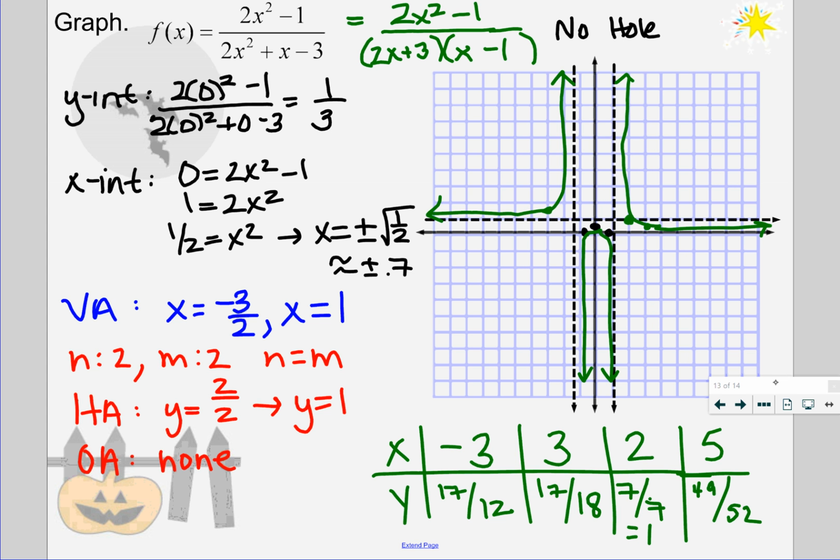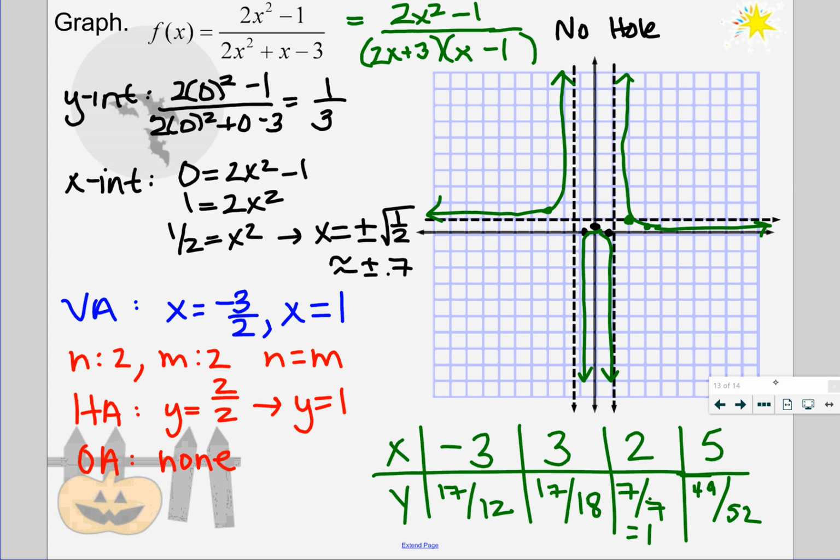So you can't cancel the 2s. You cannot cancel out that 2x squared because it's not a common factor. So ask yourself this if you're going to cancel something: could you factor it out? Could I factor out a 2x squared? The answer is no. So I can't cancel a 2x squared. Other questions? Nothing cancels here, so there's no holes in the graph you have to worry about.